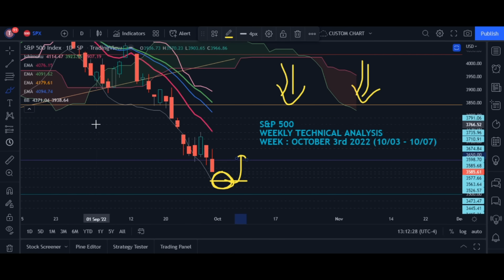Now comes the last point of the agenda, and the last point is the probable movement of the S&P 500 in the coming week, like how the S&P 500 is going to act or behave in the coming week.